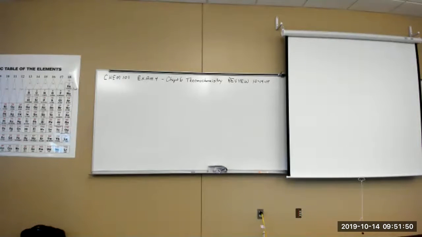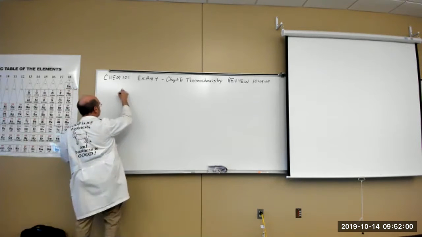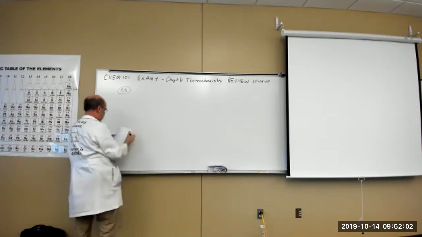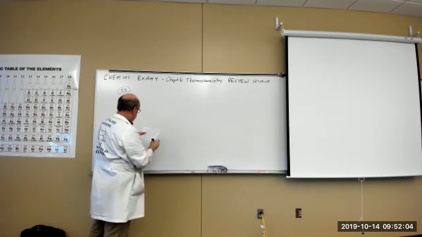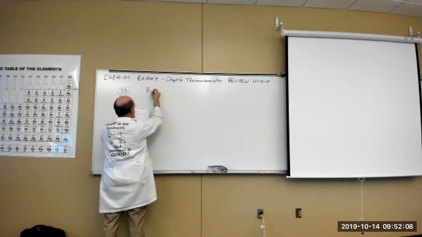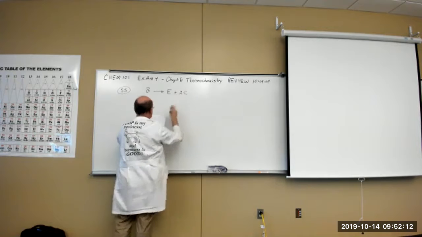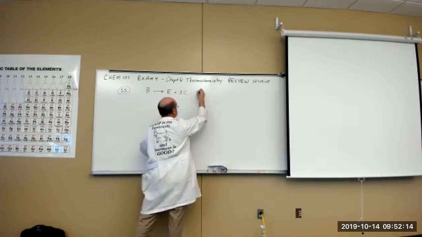Consider the following process. Okay, so this uses hypotheticals, not real chemicals. So the target is this one: B yields E plus 2C, and we want to know what delta H is.